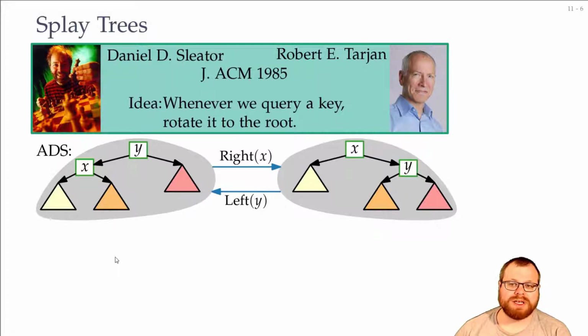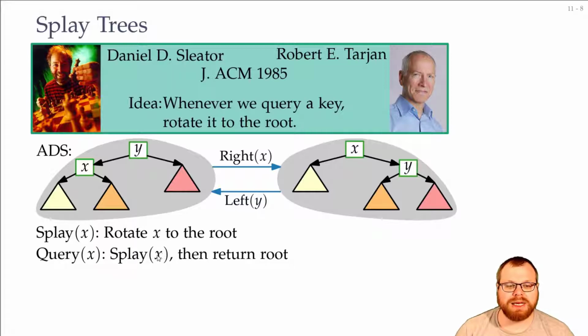Now we have an additional operation, the splay operation, which tells us to rotate some key to the root. A query then works as follows: first we splay the key to the root, and then we return the root, which is now the key that we want.